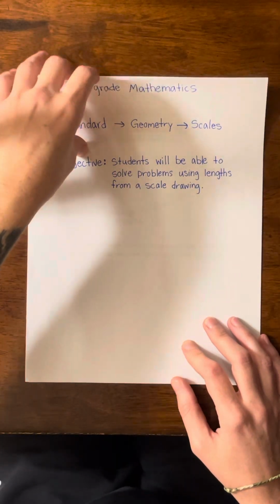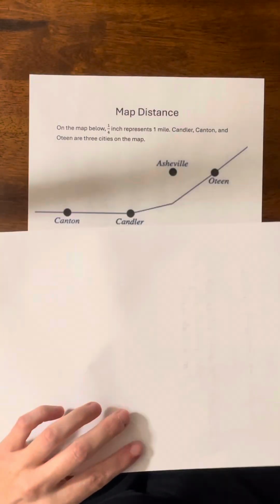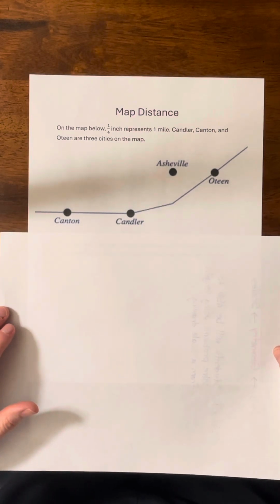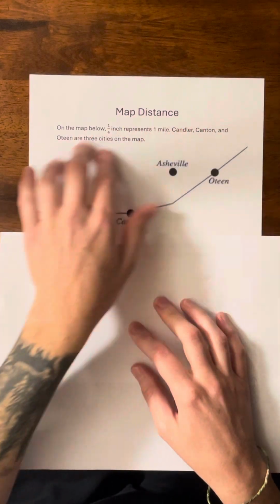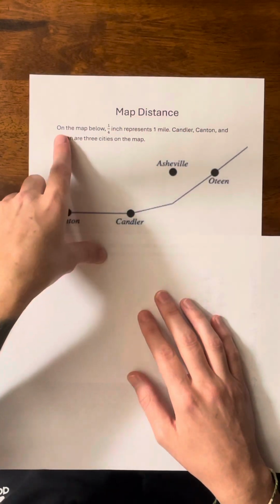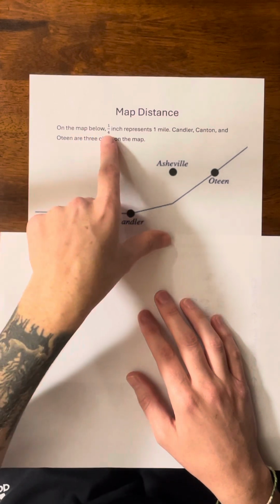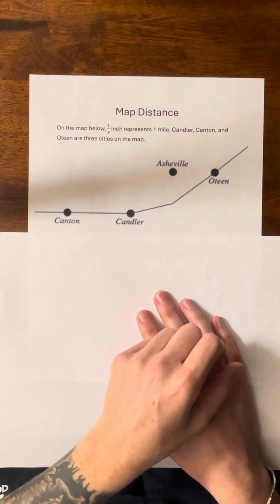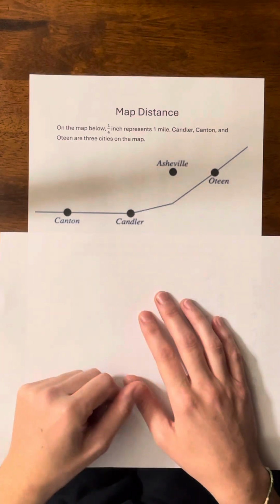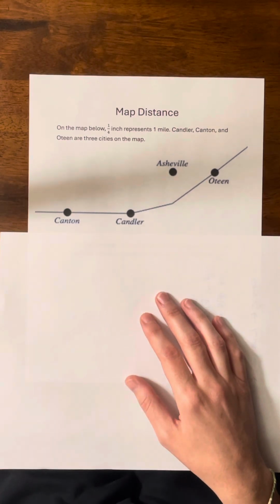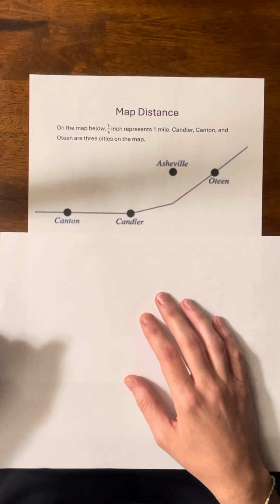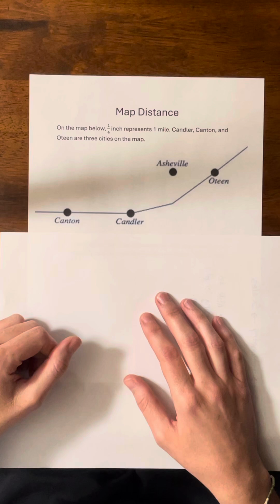So let's go ahead and look at part of our problem. Our problem is called map distance, and before we look at the problem, we have some information up here along with a map. So let's see what this is about. It says on the map below, 1/4 inch represents 1 mile. And Candler, Canton, and Otine are 3 cities on the map.